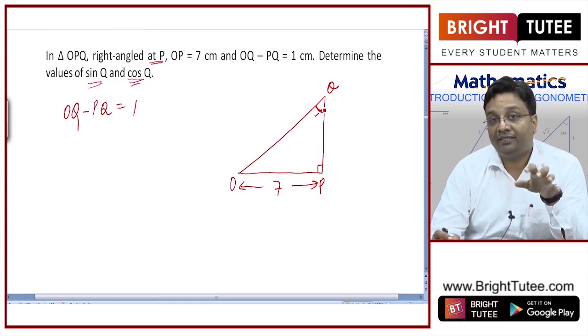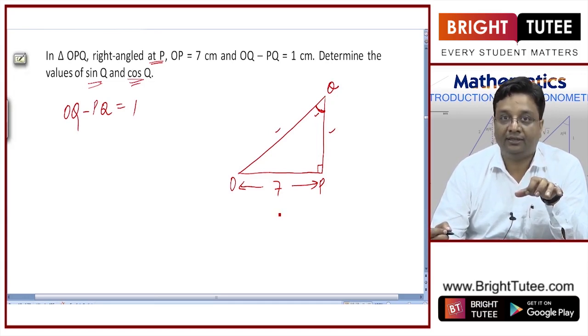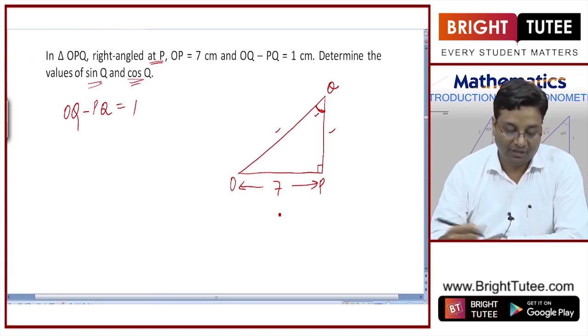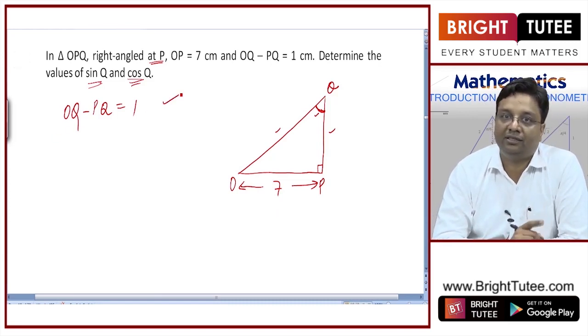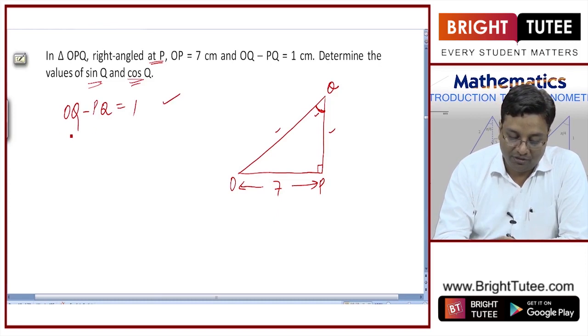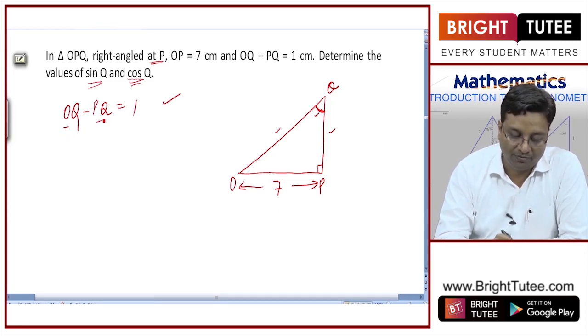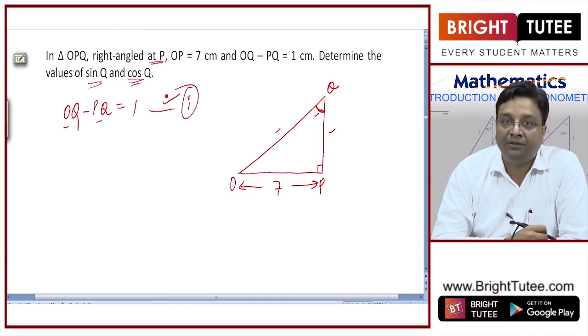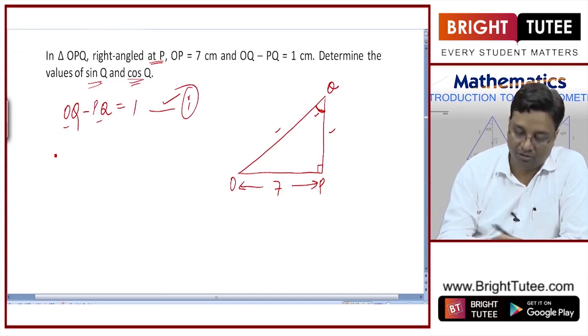So for finding sine and cosine, we need these sides also, right? And we have got only one side here, but the question is giving some relationship. This relationship is to be used to find the other two sides, right? So this is one relationship. We need a second relation also, because there are two unknowns, so we need two equations. So we have got one equation here which is given. Second equation can be made by using Pythagoras theorem.